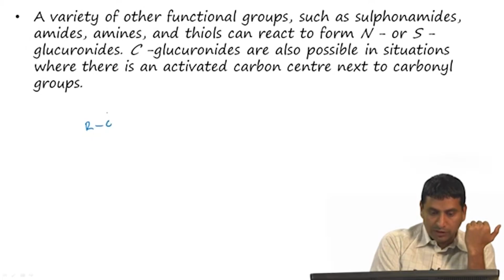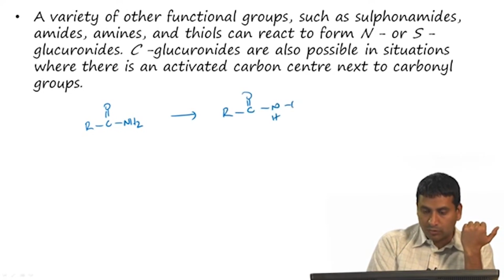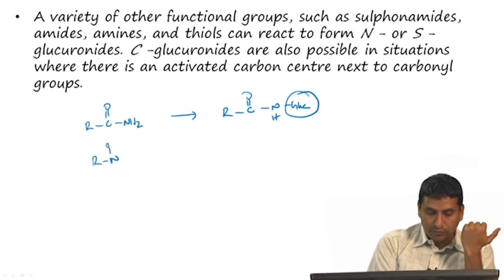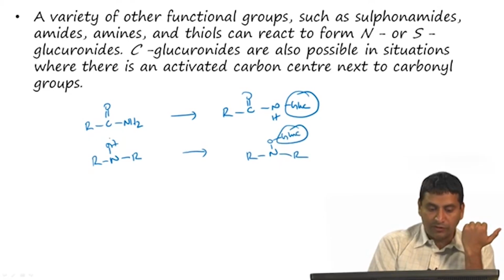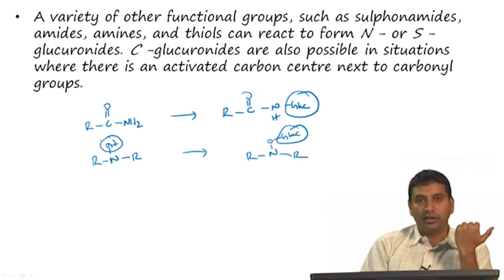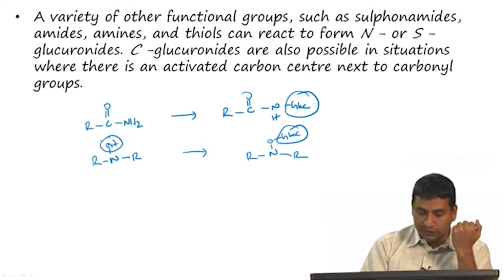So, you have R-C=O-NH2, which is basically an amide, which can form a glucuronide, which I am just going to call GLUC, right. Similarly, you can have a hydroxylamine or hydroxylamino derivative forming R-N-O-GLUC. So, basically this is the OH that is going to substitute and produce the sugar, and there can also be examples of sulfonates and sulfonamides reacting.